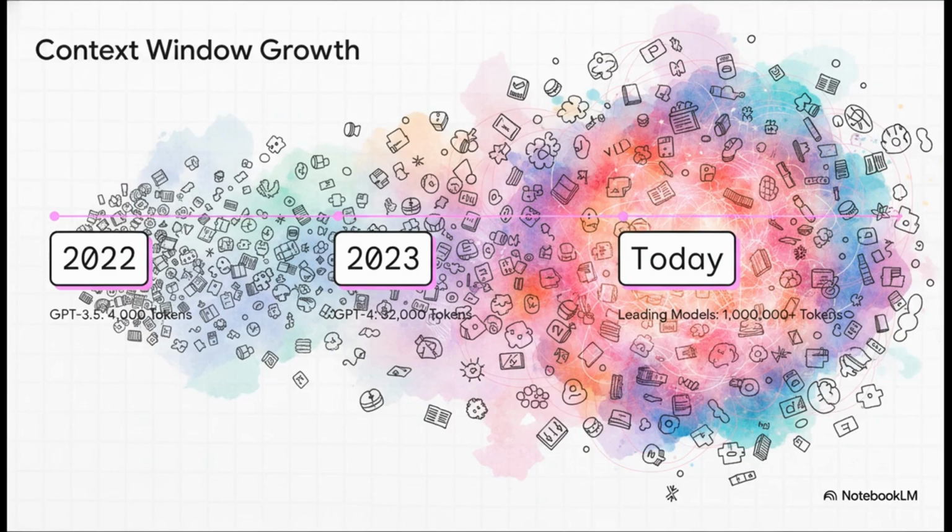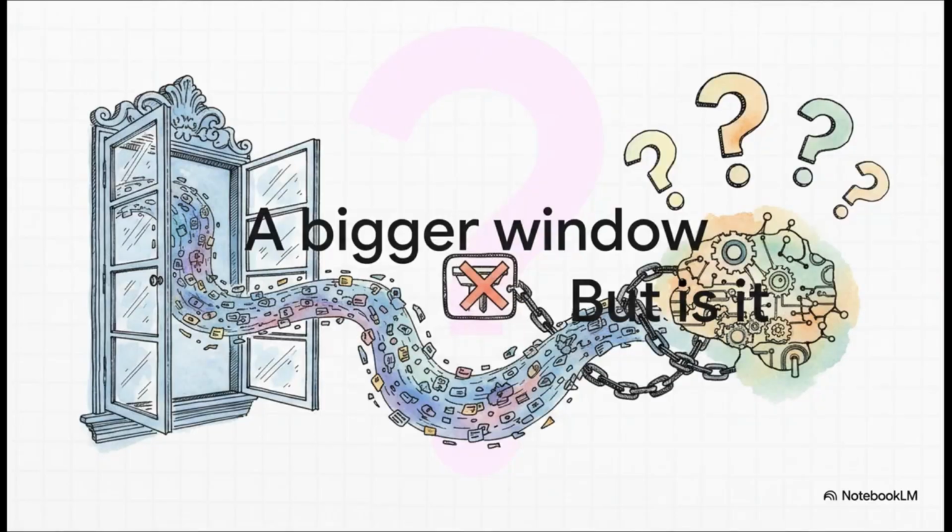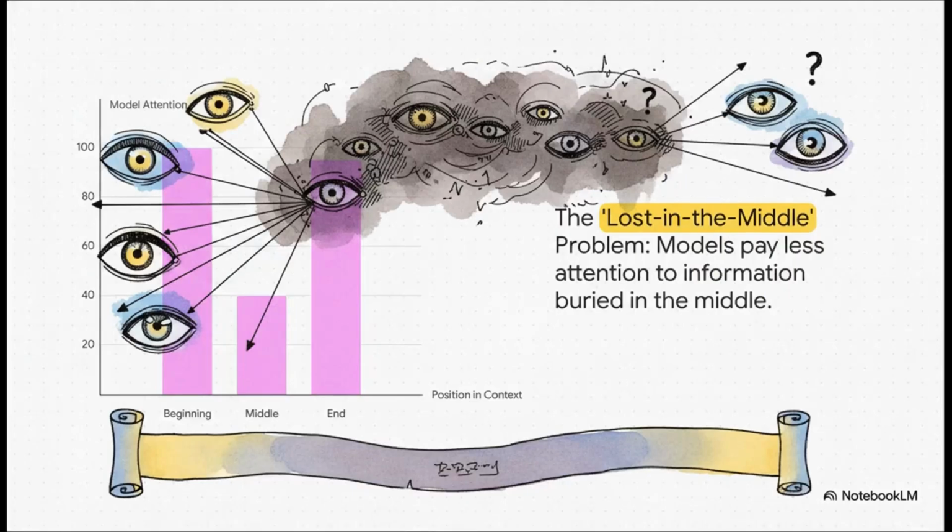And boy, have these context windows grown fast. I mean, just a few years ago, we were working with 4,000 tokens. Today, the best models out there can handle over 1 million. That sounds like a massive improvement. But yeah, there's a catch. As it turns out, a bigger context window doesn't automatically mean better reasoning. What happens is models pay really close attention to information at the very beginning and at the very end of a long conversation. But everything in the middle just kind of becomes a blur.